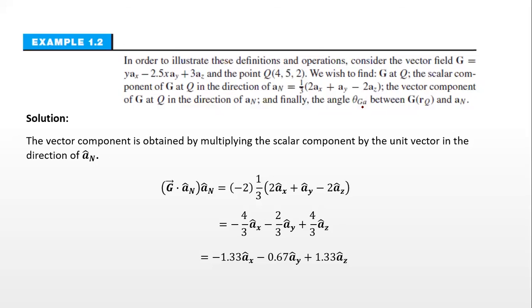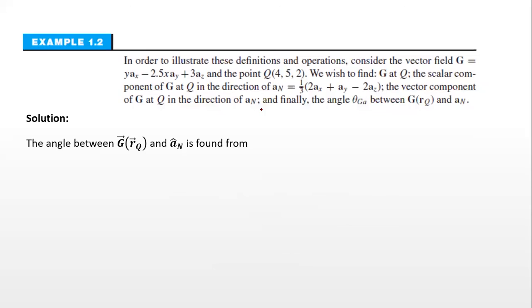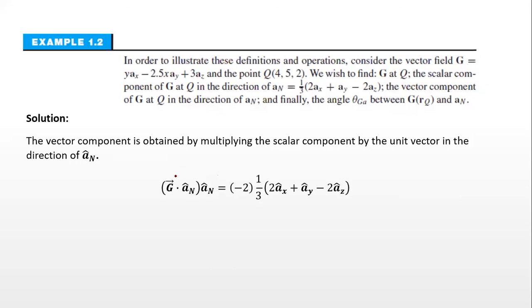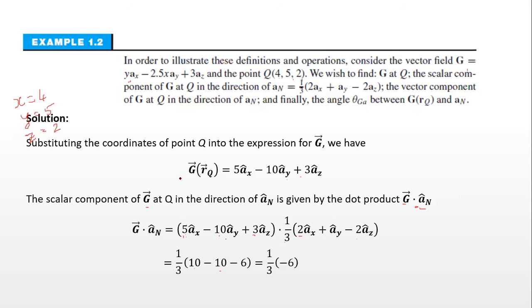Finally, you want to find the angle. The angle can be found using this equation. We know G dot An is the magnitude of G multiplied by the magnitude of An multiplied by the cos of the angle between them. Magnitude of An is 1, so we can just leave it. If you rearrange this, or substitute the values, we have already found the scalar component G dot An. G dot An is minus 2.